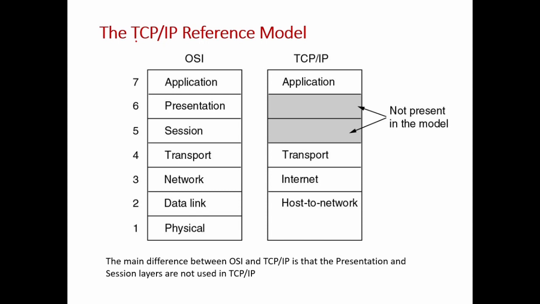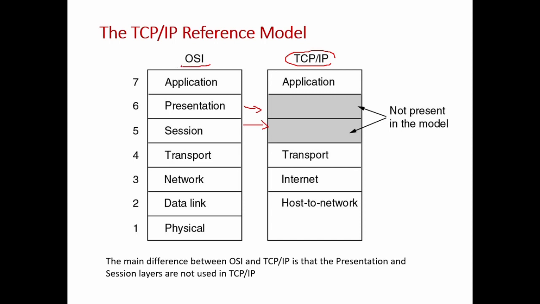But another model, besides the previous model that was OSI, which is also common in the literature, is TCP/IP. It stands for Transmission Control Protocol with the Internet Protocol. What is the difference between this model and the OSI model? The main difference is that this model is presented in only 5 layers. These 2 layers are not present here: the presentation layer and the session layer. The tasks of these 2 layers are shared with other layers. This is the main difference.